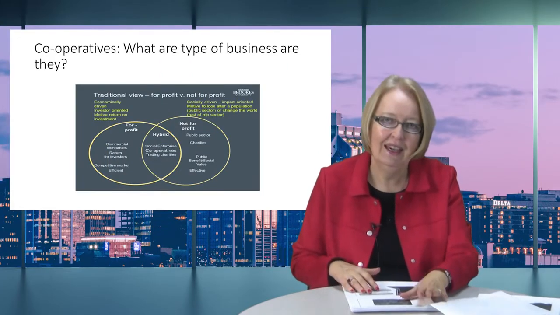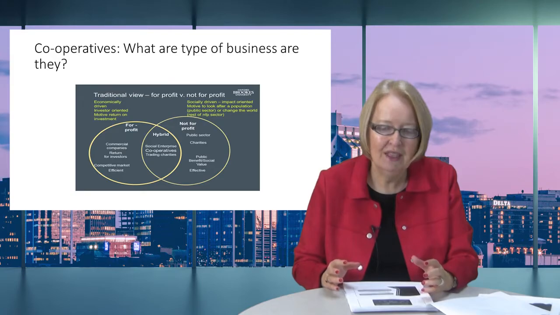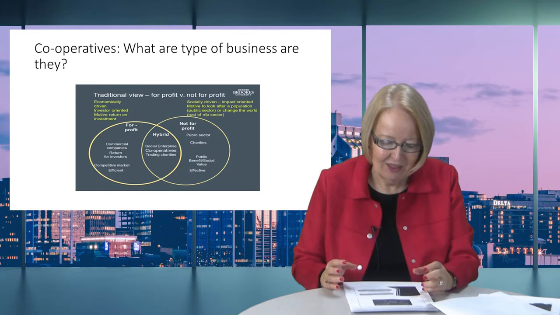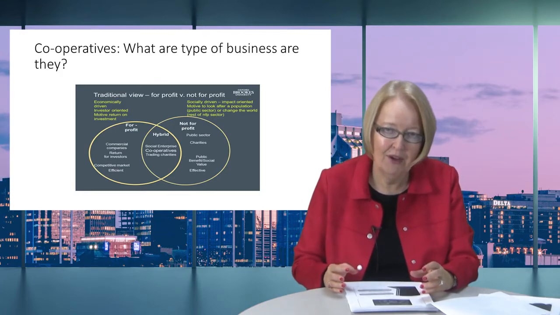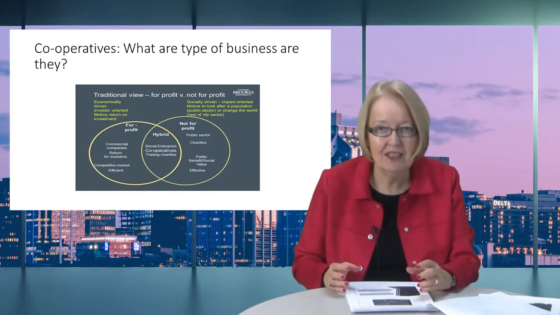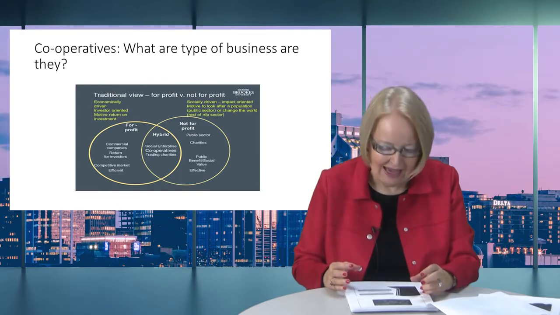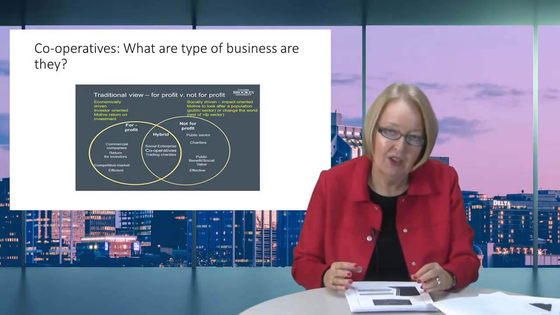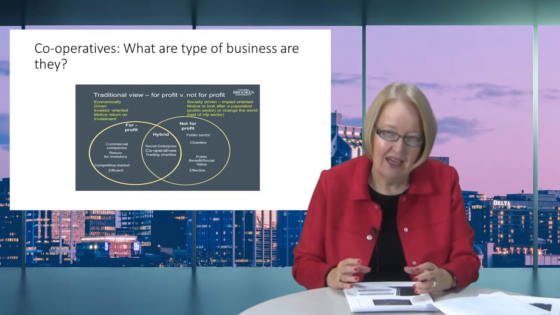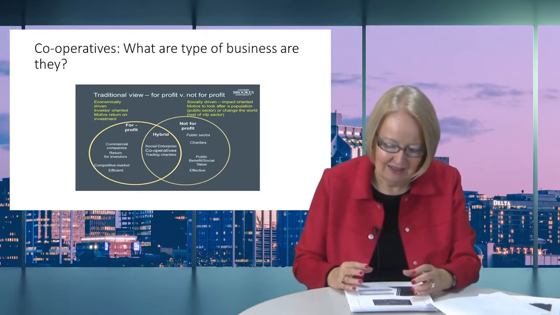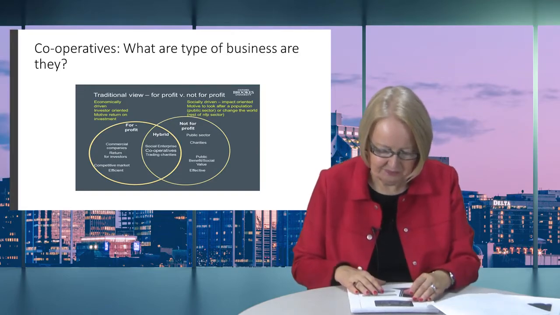So when we're looking at cooperatives, they don't really need to fit in to a particular category. We've got to figure out what type of business they are. So if you look at the for-profit versus not-for-profit, they don't really neatly fit into either of those categories. In fact, a lot of people would argue that cooperative fits in that hybrid middle ground in terms of being grouped perhaps with social enterprises and trading charities.